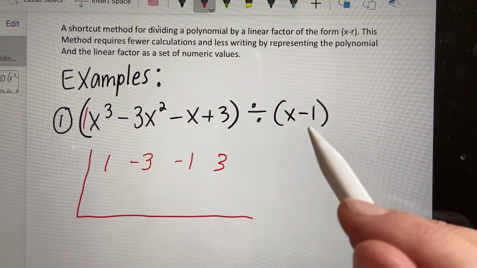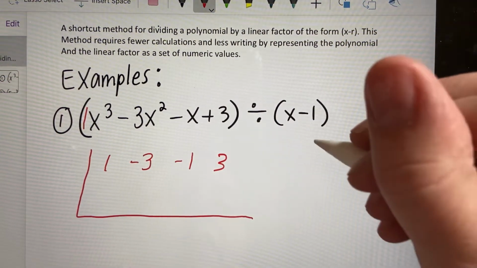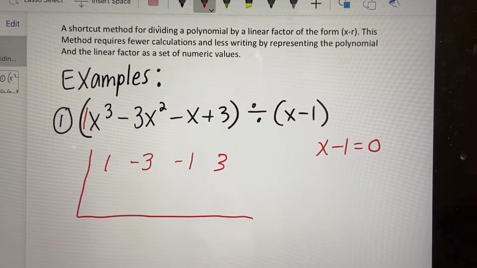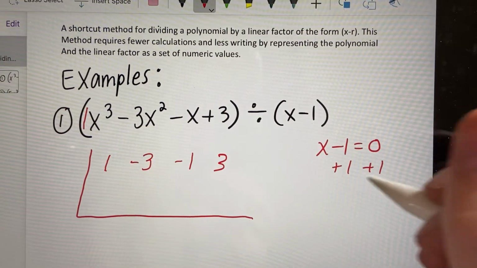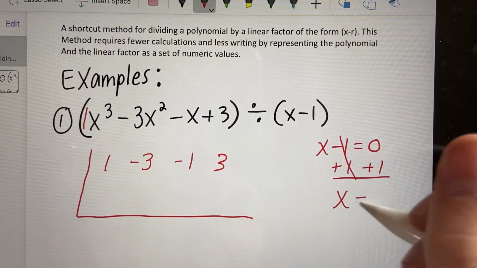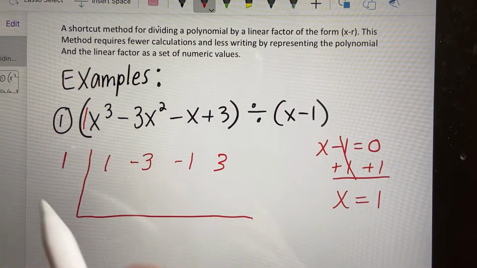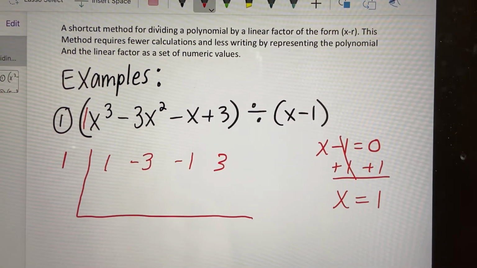Now, we're not going to be using a negative 1. What we have to do is set this equal to 0. x minus 1 equals 0, and we're going to solve for x, and that's going to tell us what number to use. So when I add 1 to both sides, that makes it x equals 1. Where do I put that 1? Well, we're going to put it on the outside of our little upside down box here.